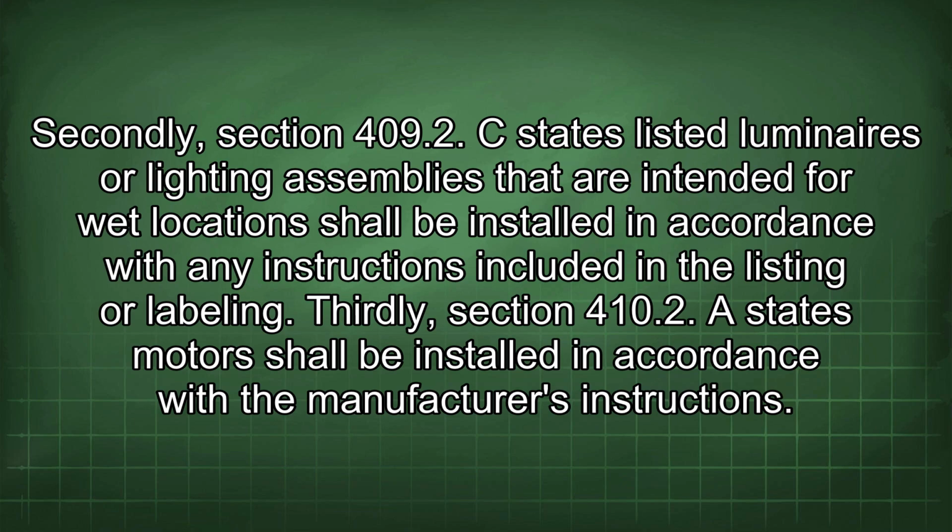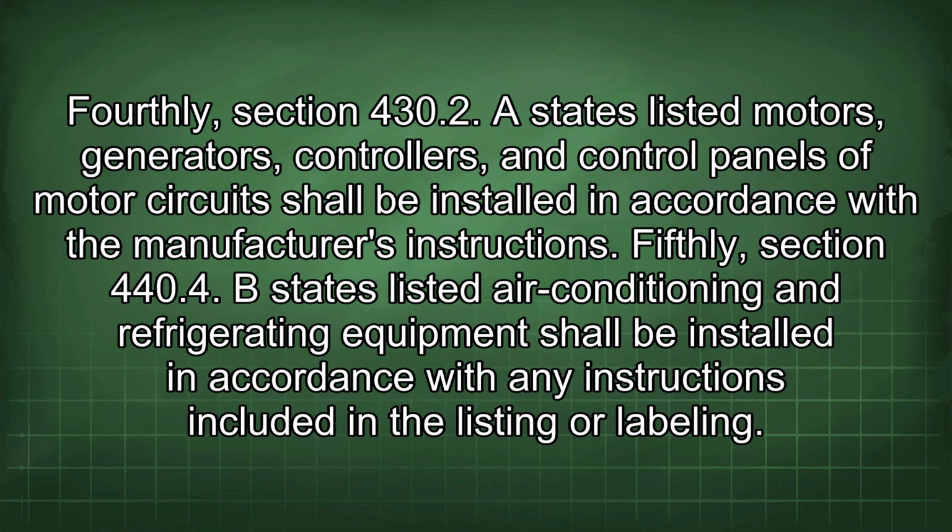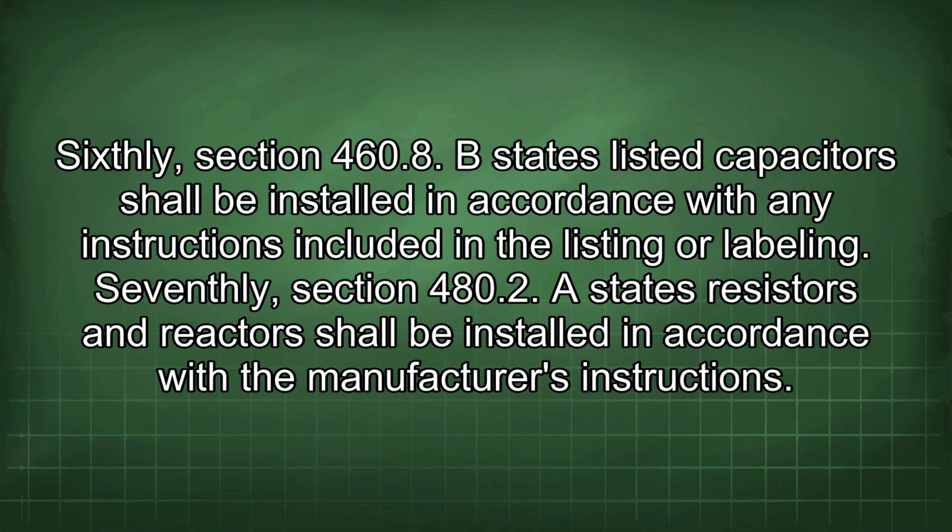Thirdly, Section 410.2(A) states motors shall be installed in accordance with the manufacturer's instructions. Fourthly, Section 430.2(A) states listed motors, generators, controllers, and control panels of motor circuits shall be installed in accordance with the manufacturer's instructions. Fifthly, Section 440.4(B) states listed air conditioning and refrigerating equipment shall be installed in accordance with any instructions included in the listing or labeling.